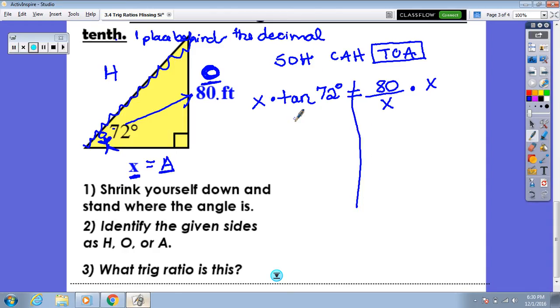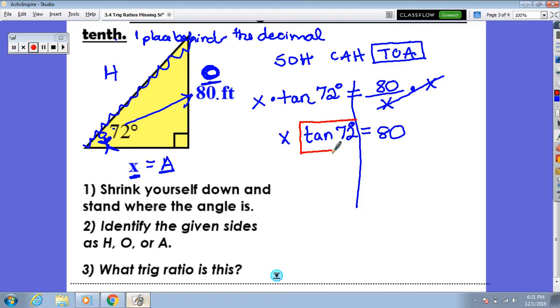Alright, so on this side, we just get x. Then we get the tangent of 72 degrees. Remember that a letter right next to something means that you're multiplying, so I don't have to put that dot in there. Now on this side, an x on the bottom and an x on the top, that means they just divide out. So all I have left over here is 80. Alright? Now I just need to get rid of all of this, and x will be by itself. Okay? All of that needs to go.